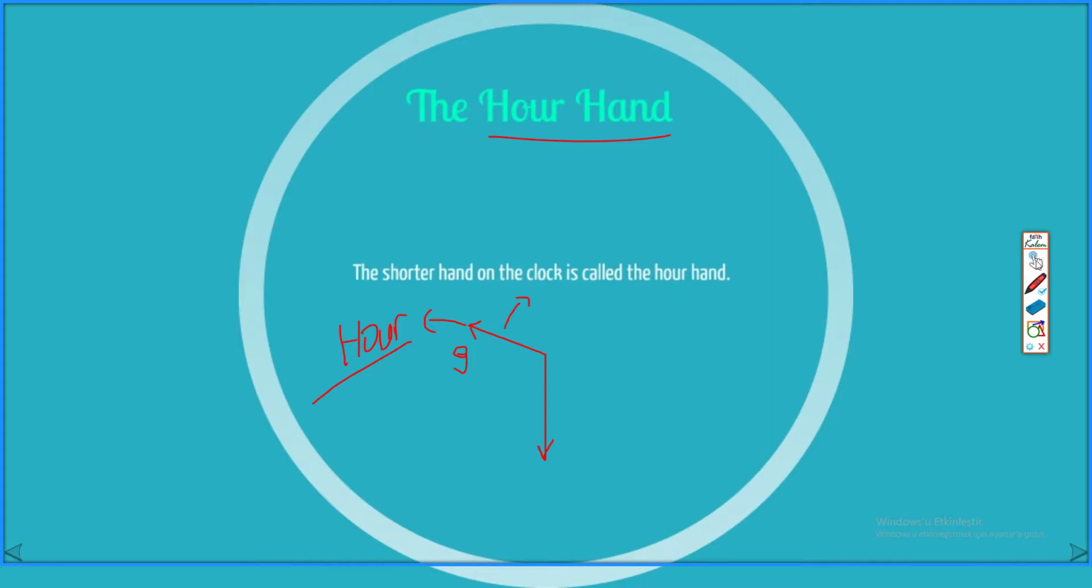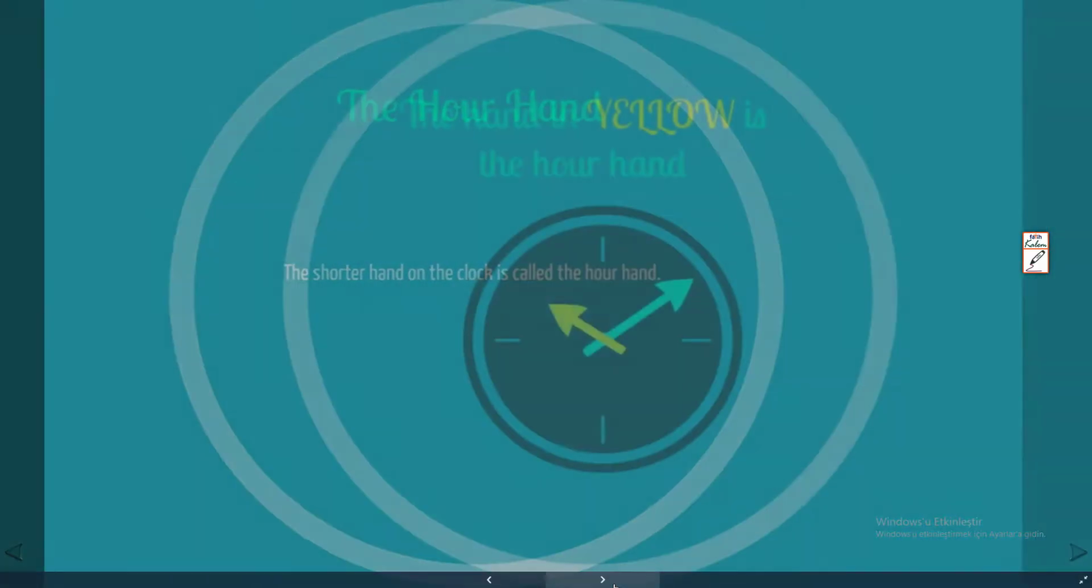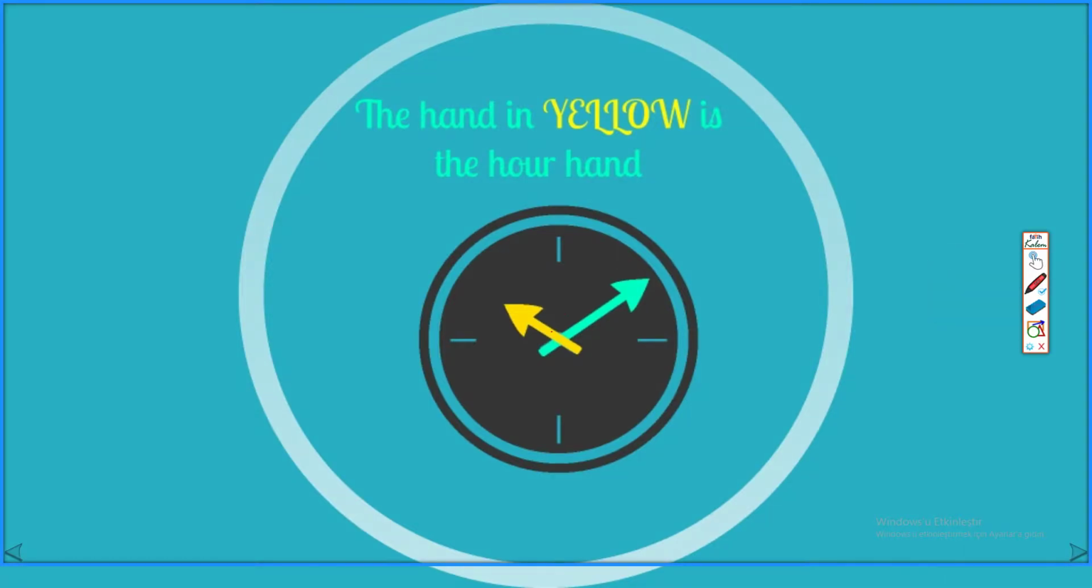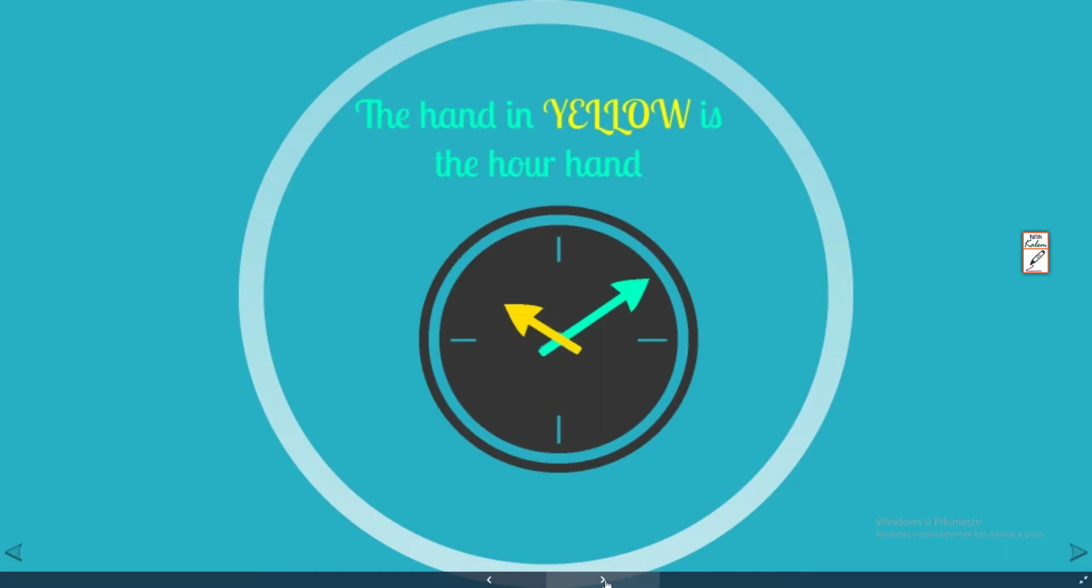And guys, we are going on with the next page, and the hand in yellow is the hour hand, as you see. Yes, it is our hour hand. Okay, for example, it shows 10 o'clock, 10. Okay, and don't ever forget that the yellow is the hour hand. Okay, we can go on.